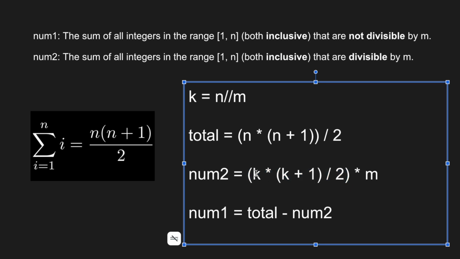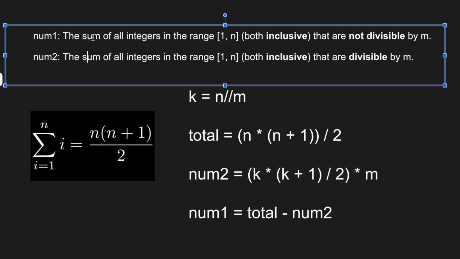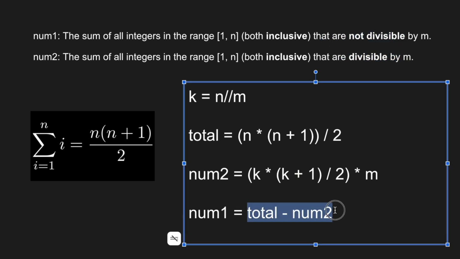However, we are not looking at the integers from 1 to n, so it's not 1, 2, 3. Instead, we are actually multiplying them all by 3. So instead of 1, 2, 3, it will be 3, 6, 9. So that's why I multiply by m, and we will use that to find num2. And num1 will just be the total minus num2, because it's all that are not divisible, which is the opposite of divisible. So we'll just do the total minus num2, and then we can subtract num2 from num1, and that will be the result that we return.